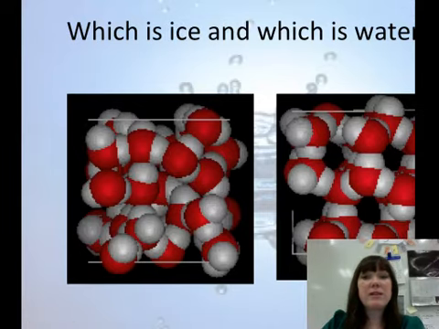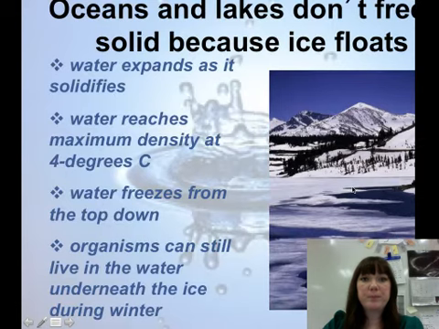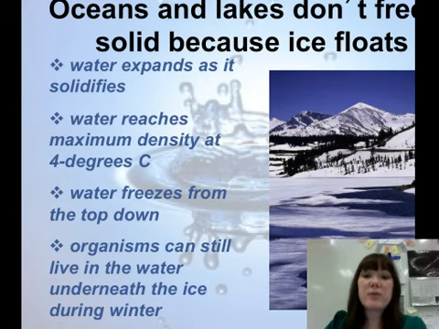So which one of these would be ice and which one would be water? Well, if you said the one on the right is ice, you'd be correct because it has that set lattice structure. So oceans and lakes don't often freeze solid, and that's because ice floats. So that layer of ice on the top actually kind of protects and insulates the water on the bottom. And water also expands as it solidifies, and so it freezes from the top down. So often we still see organisms that can live in the water underneath the ice during the winter.